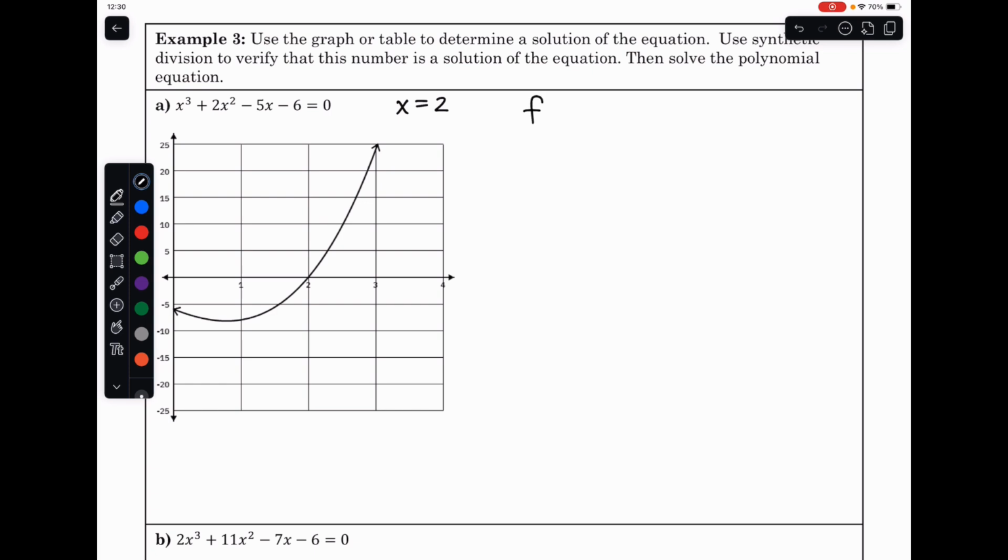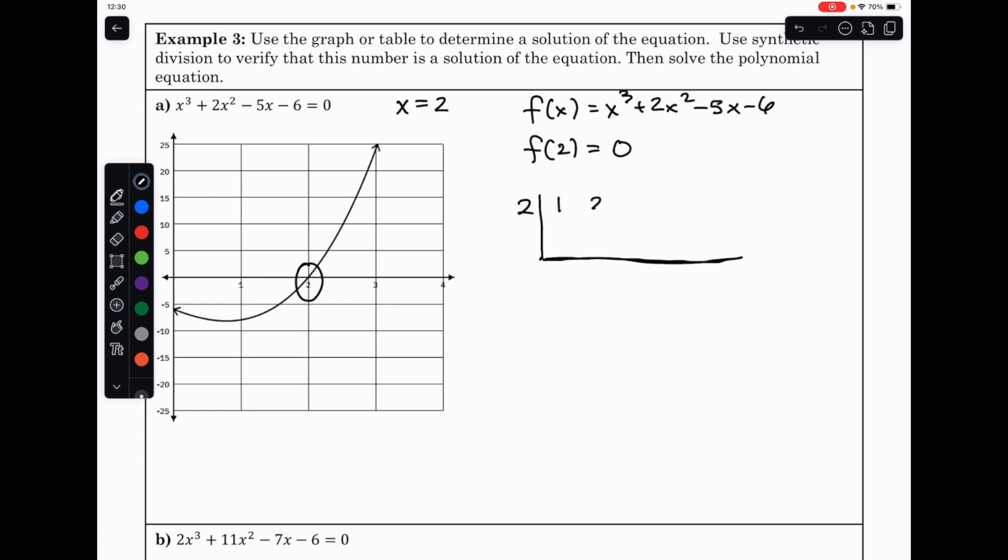So if I plug in, let's say that f of x equals x cubed plus 2x squared minus 5x minus 6, and I plug in the number 2 here, that's going to make this entire thing equal to 0, okay? And I get that information by finding what the x-intercept is. So since that is a solution, let's now do synthetic division to get the quotient to this cubic function, which will be a quadratic, and then solve and find out what makes that quadratic equal to 0.